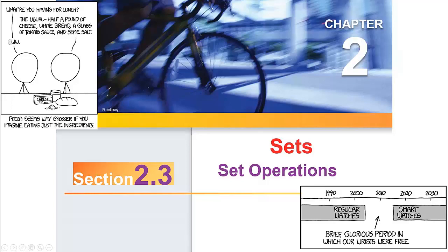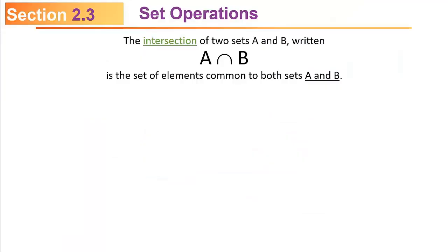We want to continue our discussion of Chapter 2 on sets by covering Section 2.3 on set operations. The intersection of two sets A and B, written as you see on the screen with the arch shape or upside down U shape between the sets A and B, is the symbol for intersection. The intersection of two sets A and B is the set of elements common to both sets A and B.